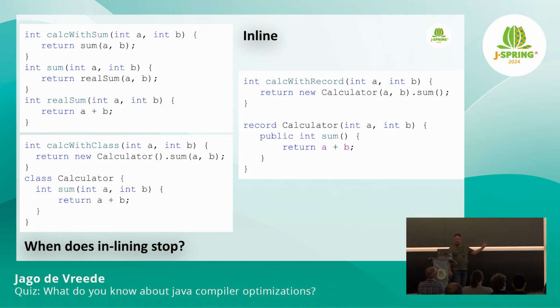We have a calc with sum that calls a real sum, and that real sum is then that. Or maybe we can actually create a class, a calculator class, and then call a sum function on that class. Or can we create even a record with a state A and B and then call sum on that state of that record? So where does the inlining stop? Or is everything inlined? There's always an option. Where do you think it stops?